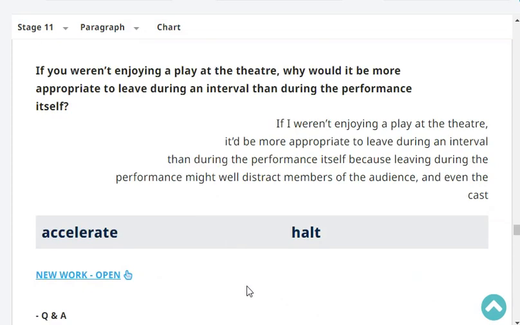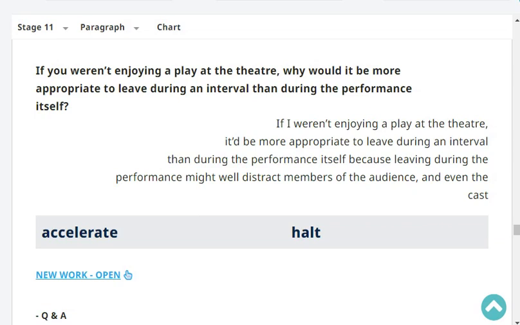If you weren't enjoying a play at the theater, why would it be more appropriate to leave during an interval than during the performance itself? If I weren't enjoying a play at the theater, it would be more appropriate to leave during an interval than during the performance itself, because leaving during the performance might well distract members of the audience and even the cast. Very good.